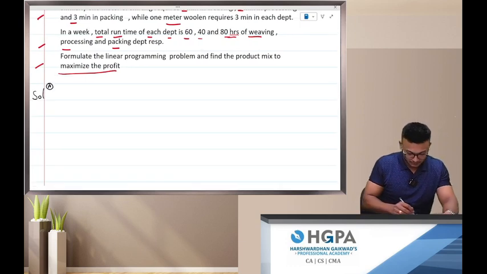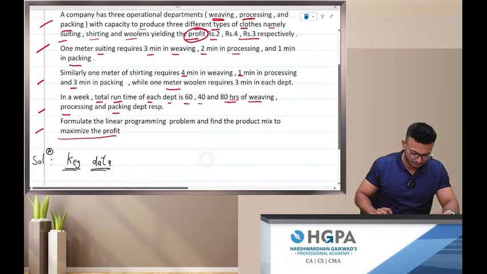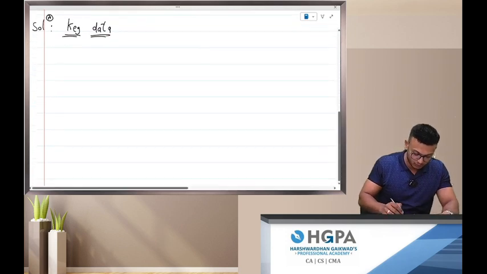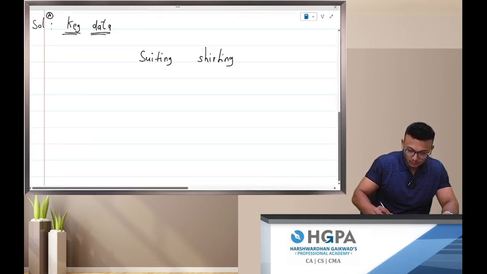Solution. First we'll write down the key data. I've already told you, please make columns. Very simple. So 3 departments are there and 3 product clothes are there: suiting, shirting, and woolen.